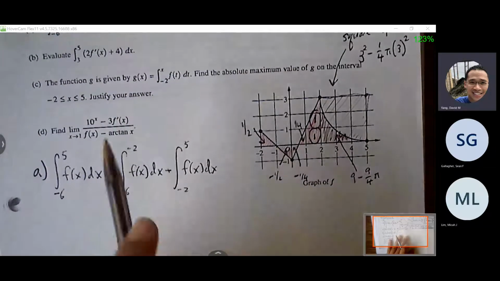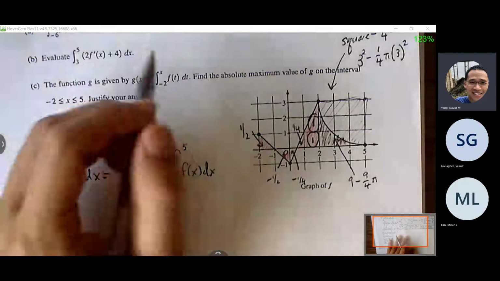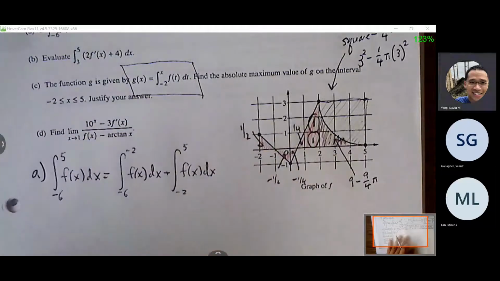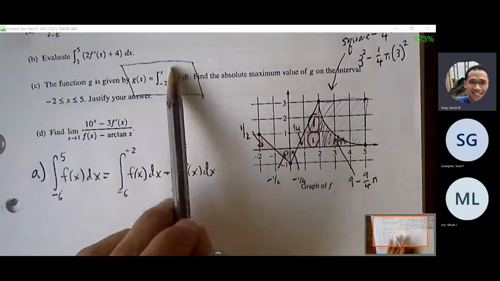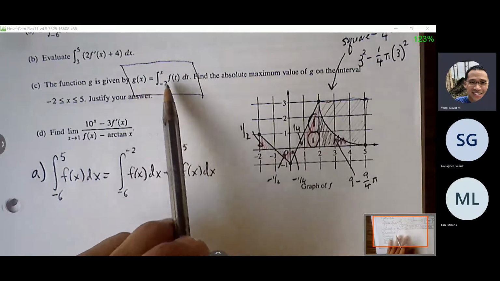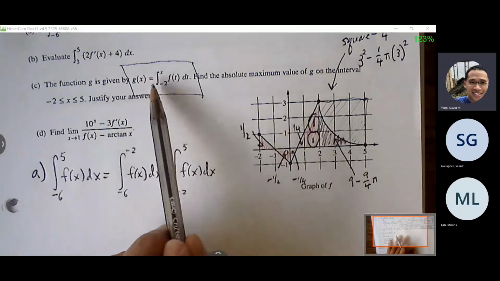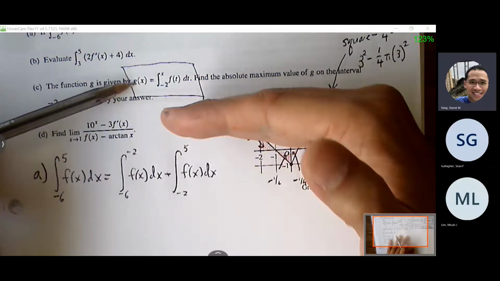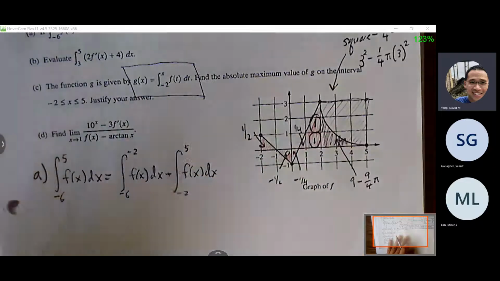The function g is given by the integral of f from -2 to x. Find the absolute maximum value. So this is how we're going to be building. So we know that there's this relationship here. F is really sitting at the derivative level of g. So we know that this f is really the g prime. Okay, that's what this is telling us, right? That f is sitting at a level below g. So it takes the integral of f to make it equivalent. So f is really my g prime.